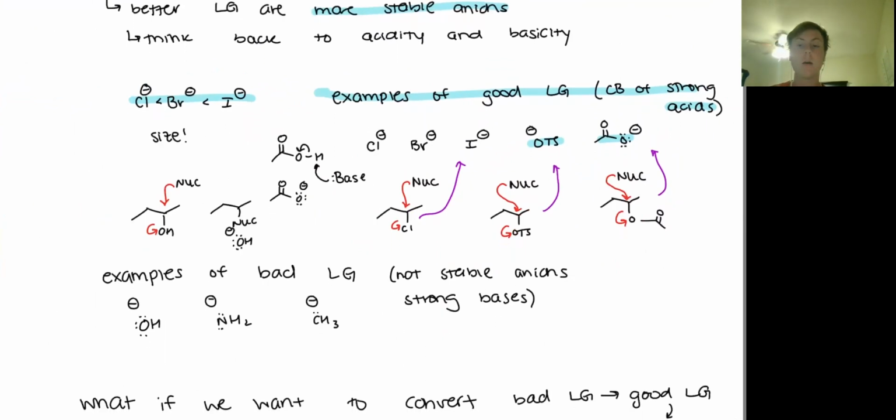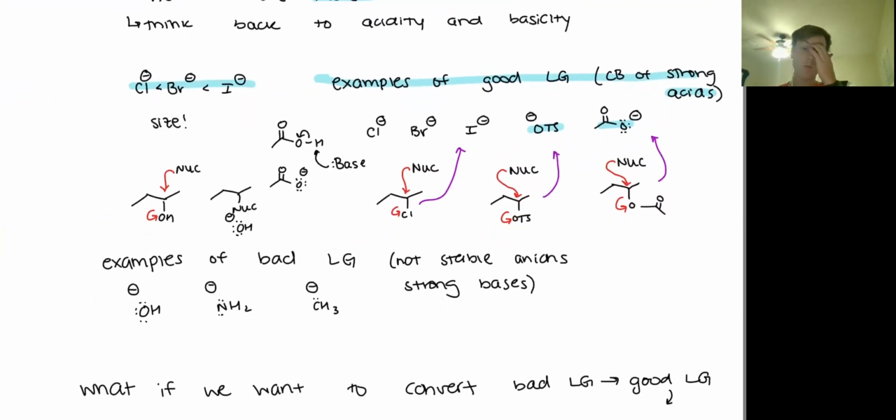And this kind of brings up the next question of what if we had a bad leaving group, but we want to make it a good leaving group? Because we need to be able to convert these alcohols into something that we can do an SN2 reaction with. And that kind of is the segue into the alcohol portion of this video.